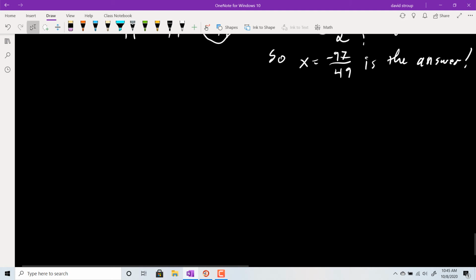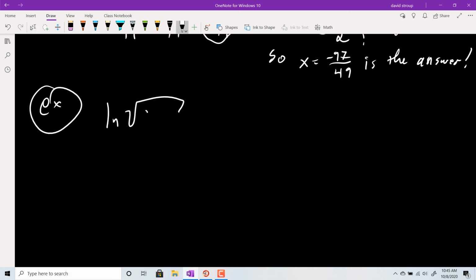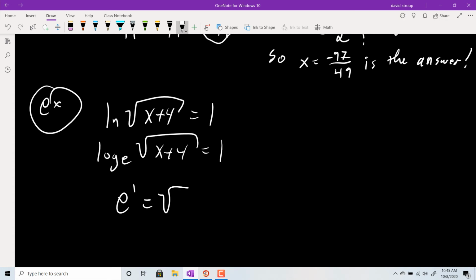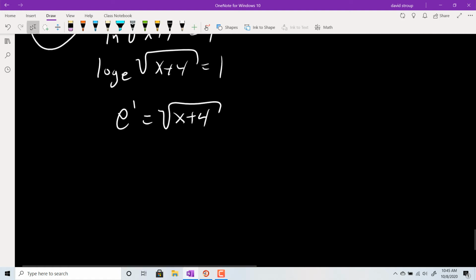Let's look at another. ln of the square root of x plus 4 equals 1. Okay, so the base is e, right? So it's really the same as log base e of the square root of x plus 4 equals 1. So we'll have e to the first power equals the square root of x plus 4. We'll square both sides. So you get e squared equals x plus 4. And then x equals e squared minus 4.